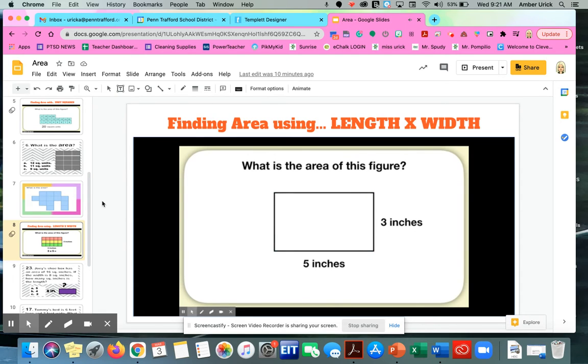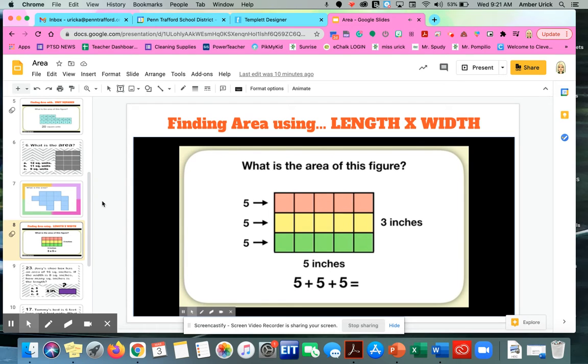Let's take a look at this rectangle. We could put down a first layer of squares, and we know that that is 5 unit squares. Then we could put a second layer down, that would be another 5, and we could put a third layer down, that would be another 5. Now to find the area, you might realize we just need to add 5 plus 5 plus 5. And this addition sentence is actually the same thing as just multiplying 3 groups of 5. And now let's stop and look at this for a second. 3 times 5.